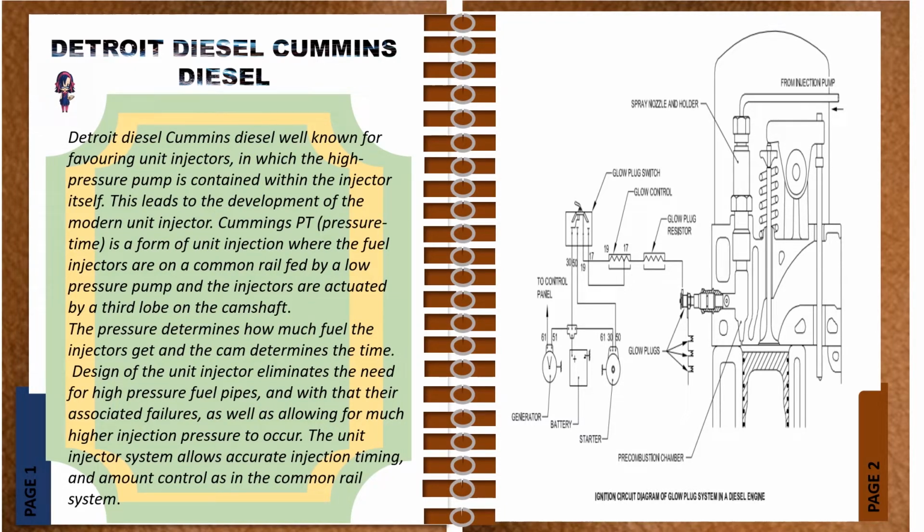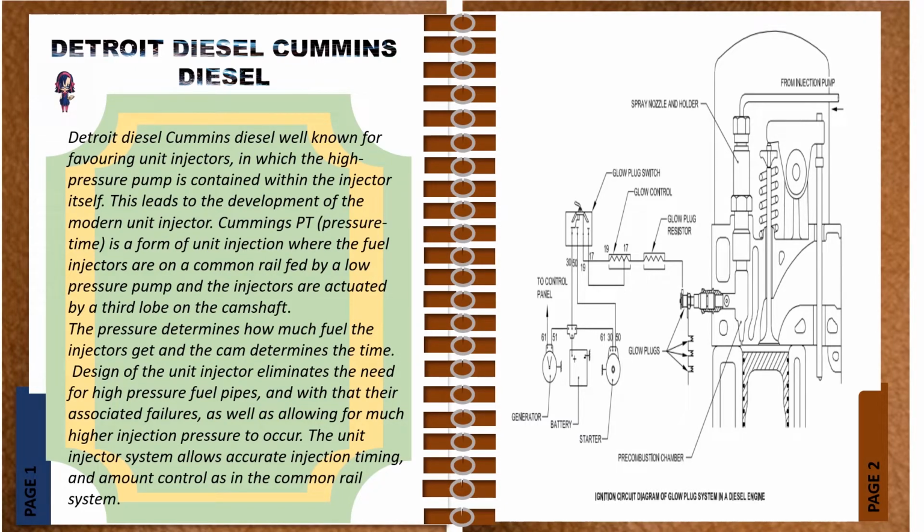Cummins PT, pressure time, is a form of unit injection where the fuel injectors are on a common rail fed by a low pressure pump, and the injectors are actuated by a third lobe on the camshaft. The pressure determines how much fuel the injectors get and the cam determines the time.